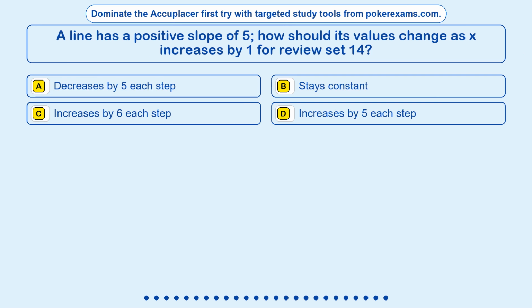Question 11. A line has a positive slope of 5. How should its values change as x increases by 1 for review set 14? Option A, decreases by 5 each step. Option B, stays constant. Option C, increases by 6 each step. Option D, increases by 5 each step.